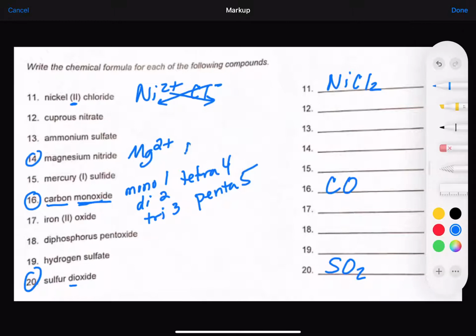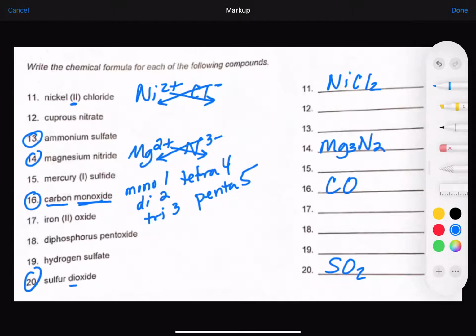Let's do 14, magnesium nitride. Magnesium is in group number 2, so it's a 2+ because it wants to give away 2 electrons. And nitrogen is in group 15, so it's going to be a 3- because it has 5 valence electrons. It wants to gain 3 to have 8, because 8 is that number that makes it stable. It's called the octet rule. So magnesium will get that 3 from nitrogen, and nitrogen will get that 2 from magnesium.